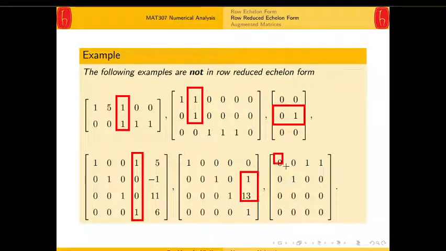And here the same happens: this is not the only non-zero entry in its column. This one is not in echelon form either, because the leading entry on top is not to the left of that of its successor. So these are not row reduced echelon forms.